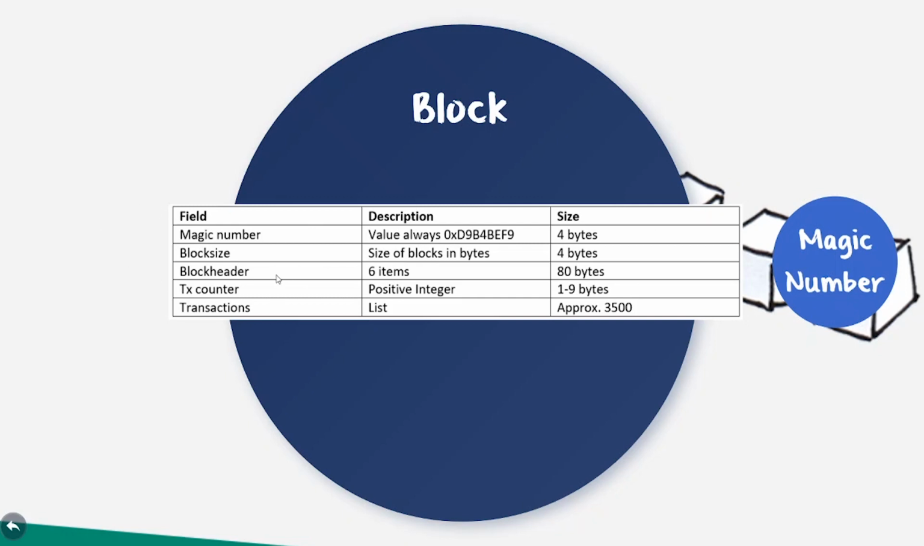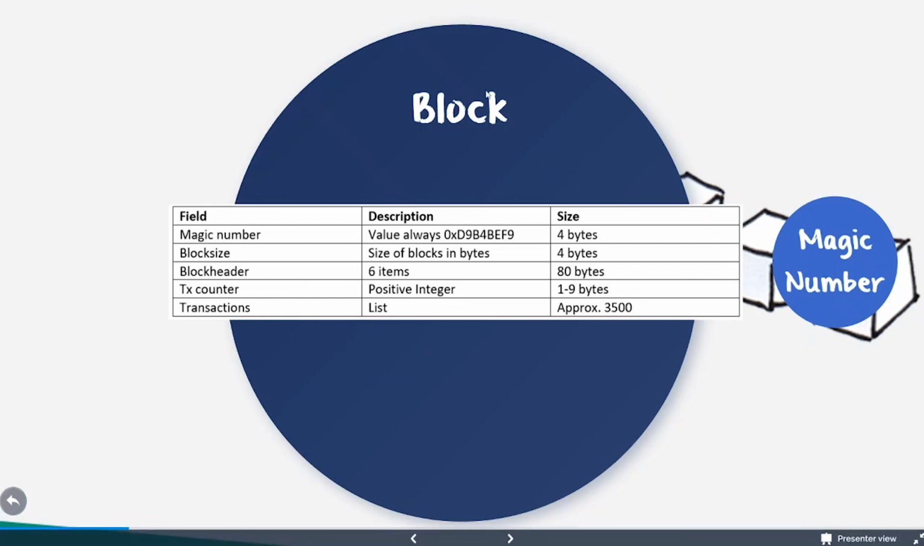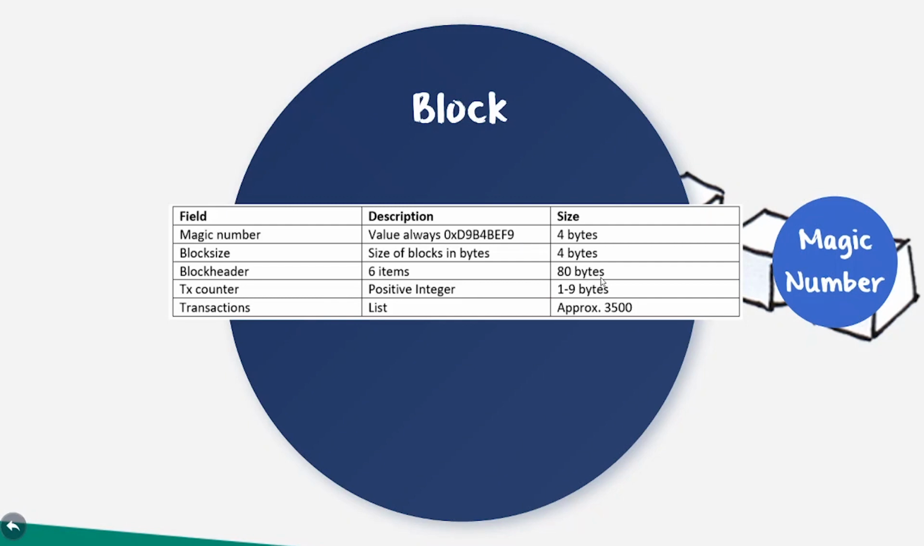Then we have the transaction counter. This is just a positive integer, and it describes the amount of transactions we currently have in this block. Of course, if a new transaction comes in, then the transaction counter will increase, and the transaction counter is usually between 1 and 9 bytes.